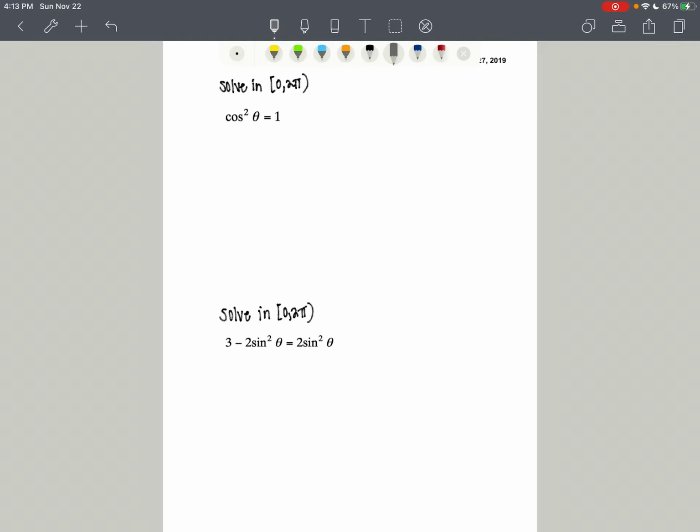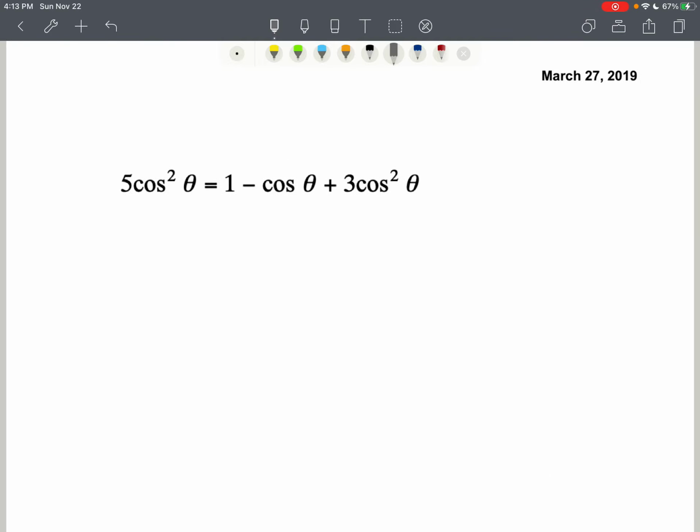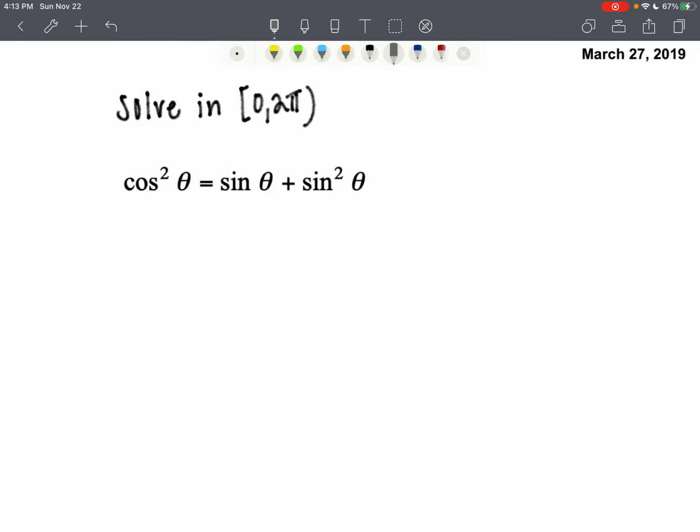Now we're finally going to get to an example where we have 2 different trig functions. Actually, not quite yet, I guess. We've got, actually yes, right here. We've got 2 different trig functions, but we do have the same angle. So we have cosine squared of theta equals sine of theta plus sine squared of theta. Now, the problem here is that we've got cosine and we've got sine. The good news is that they're all the same angle.